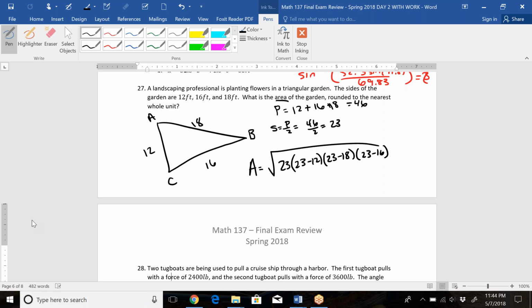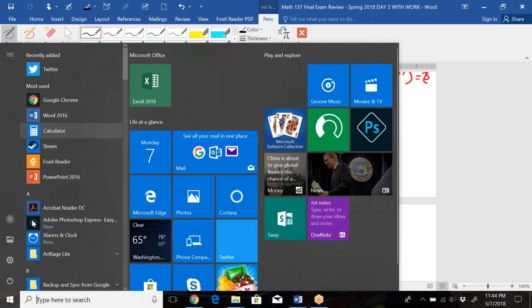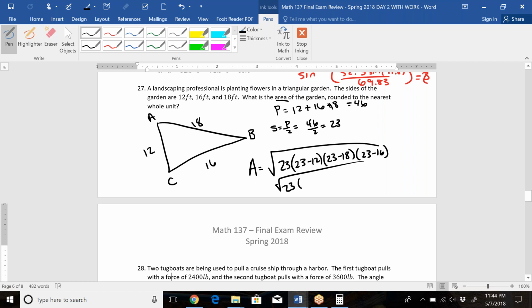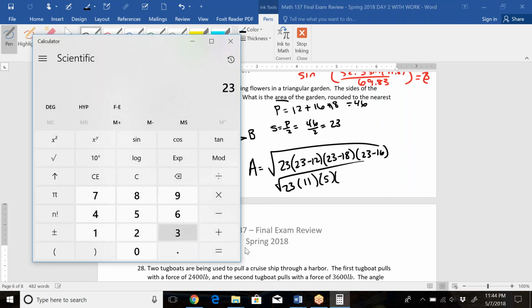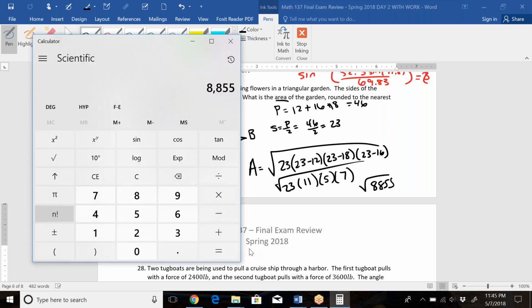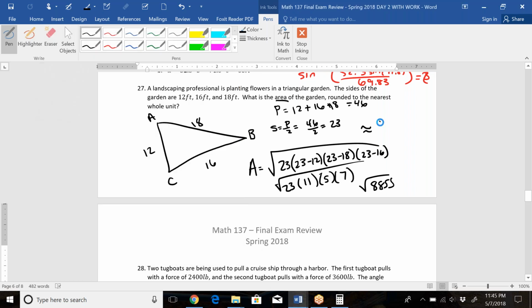So let's work those out. Sorry, my calculator's acting funny. So this is the square root of 23, and 23 minus 12 would be 11. 23 minus 18, I believe, is 5. And 23 minus 16, it's a little late, that is 7. We multiply all those together. So that's the square root of 8,855. We'll take the square root of that, which is just to the half power, and we get about 94 feet squared if you round to the nearest whole.